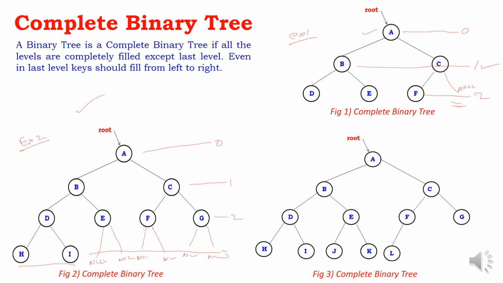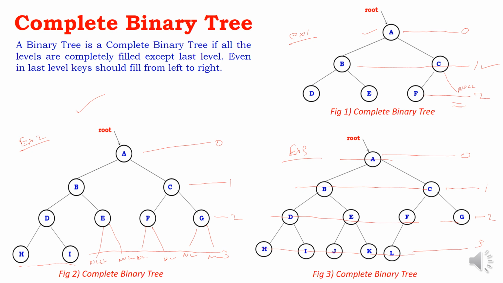See one more example, example 3. In example 3, again it is a binary tree. A is the root node, its level is 0. B, C are children of A, its level is 1. Then D, E, F, G are level 2. H, I, J, K, L are level 3. So level 0 is completely filled, level 1 is completely filled, level 2 is completely filled, level 3 is filled from left to right.